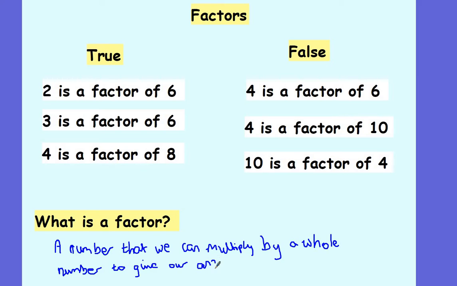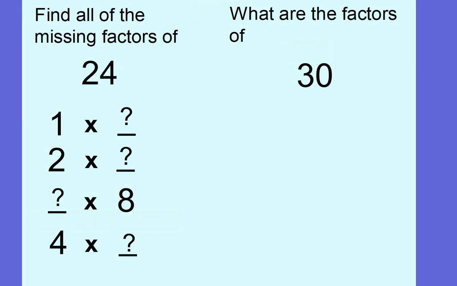So that's what a factor is. For example, 2 times 4 would give me 8, 3 times 2 would give me 6, so that's a factor. And we can write these as factor pairs.